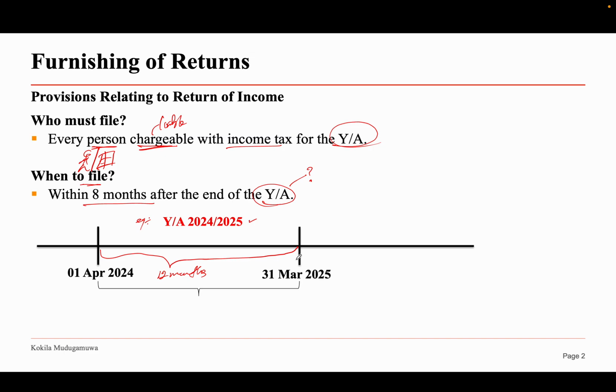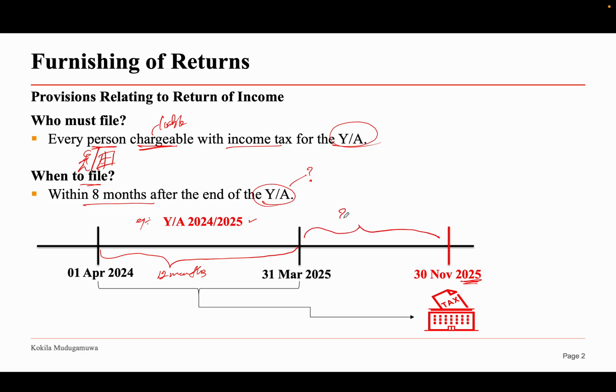Then during this period, whatever income you earn, if it is a company, you have to prepare financial statements, and they should be audited. If it is an individual, you need to take all your income during this particular period, calculate the tax liability and submit the return on or before 30th November 2025. I hope you can do this, because this period is 8 months. You have 8 months.